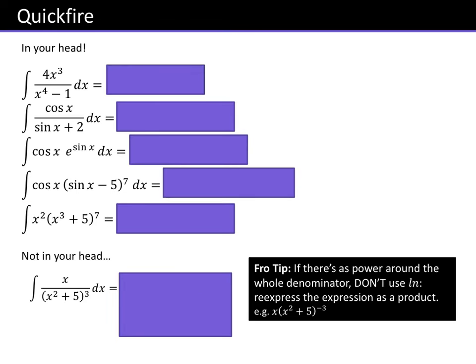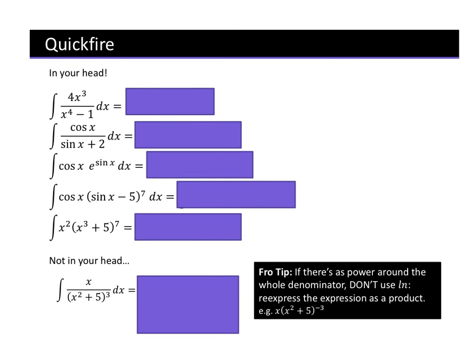So, quick fire questions. We should be able to do these in our head. We should get to that stage where we can do this in our head. Now, if we think about the first one, I've got something over, I know I've got a ln. So I know this is essentially going to be a ln of x4 minus 1. And if I multiply by 4x cubed, well, actually, that is what my numerator is, so I just leave it. For my second one, I've got cos x over sin x plus 2. I know I've got something over a function. This is a ln. So again, I'm going to have ln of my denominator, sin x plus 2. If I differentiate my sin x plus 2, do I get cos? Absolutely. I don't need to change anything.